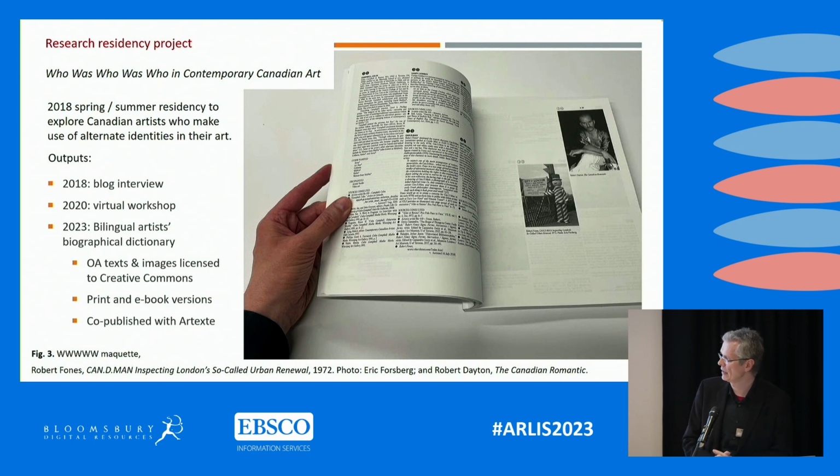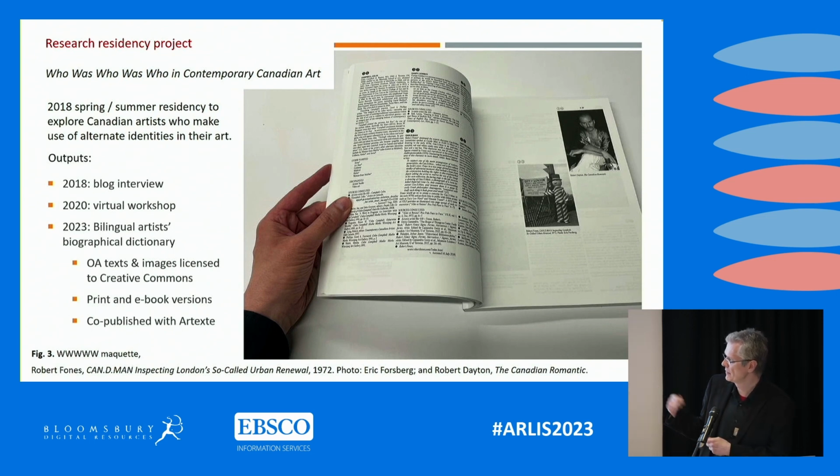It's a bilingual artist biographical dictionary, which is what's circulating right now, Who Was Who in Contemporary Canadian Art. It's also published tête-bêche, so if you turn it upside down and around, you'll see the French version as well: Qui était qui dans l'art contemporain canadien. The publication includes open access texts and images licensed under Creative Commons. There is a print book, which is now circulating, and an ebook version is on the way. It was co-published with Artexte.